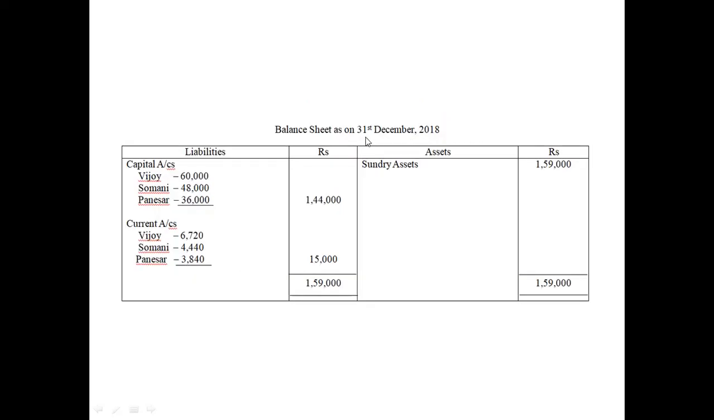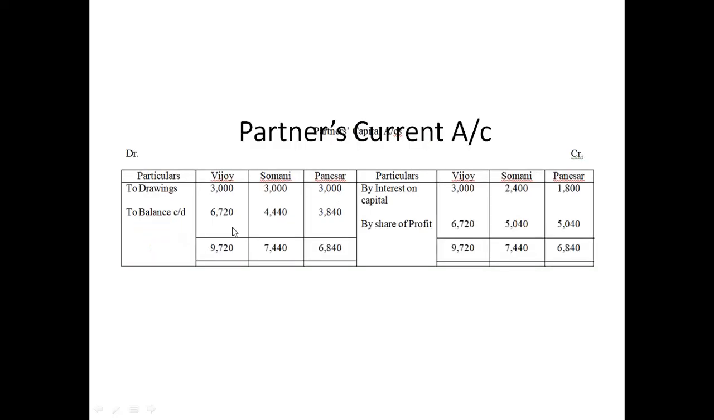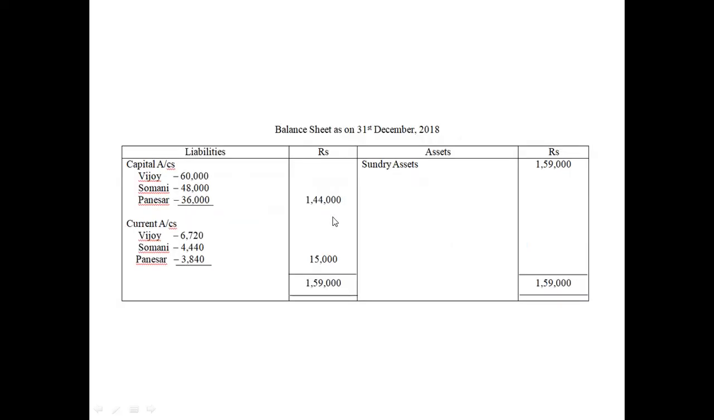Let us prepare the balance sheet. Now put all the capital accounts, which are fixed: 60,000, 48,000, and 36,000. The total will be 1,44,000. Now put all the balances of your current accounts: 6,720, 4,440, 3,840. The total will be 15,000.